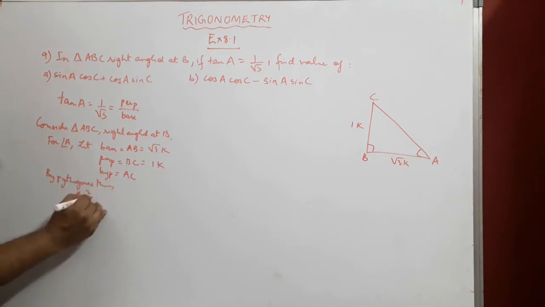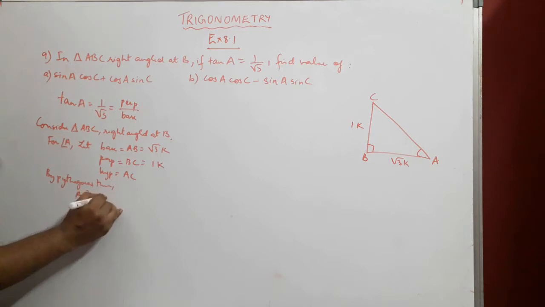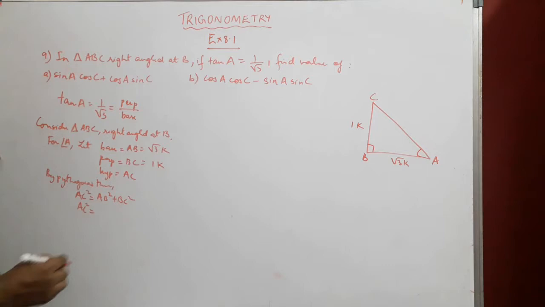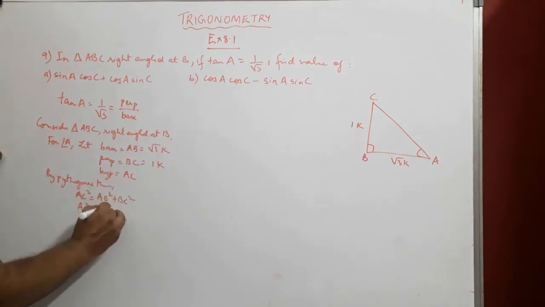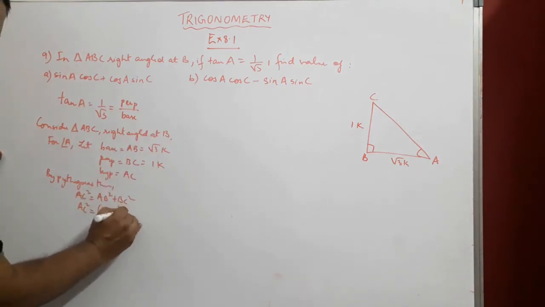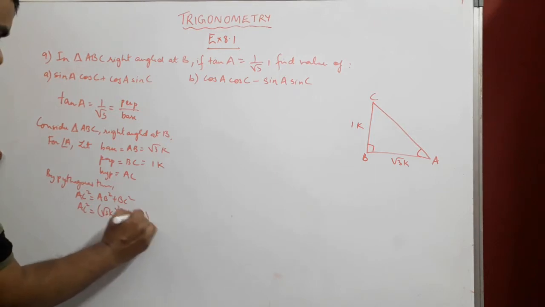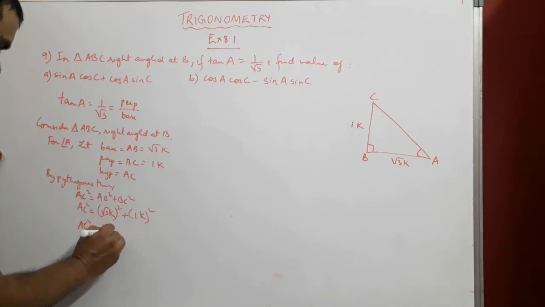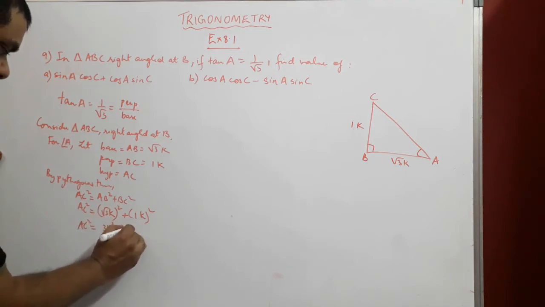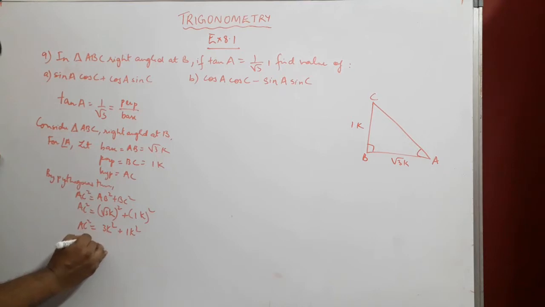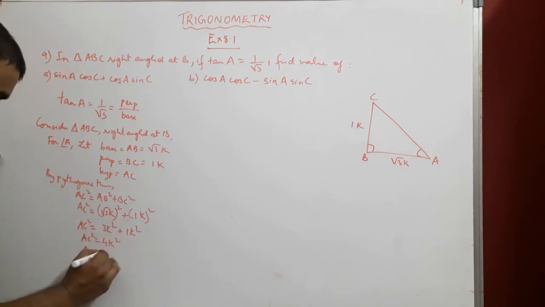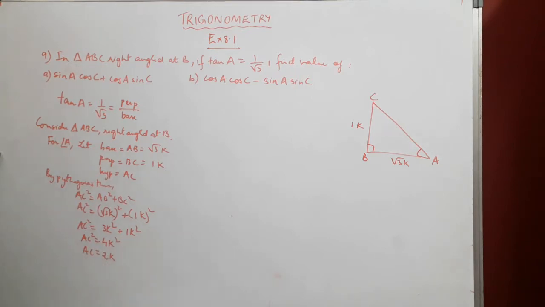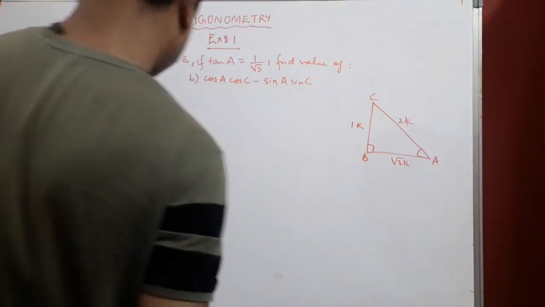So that is AC square equal to AB square plus BC square. AB is root 3k whole square and BC is 1k whole square. Root 3 whole square is 3k square and 1k whole square is 1k square. That gives us AC square equal to 4k square. That means AC will be equal to 2k. We get our hypotenuse as 2k.